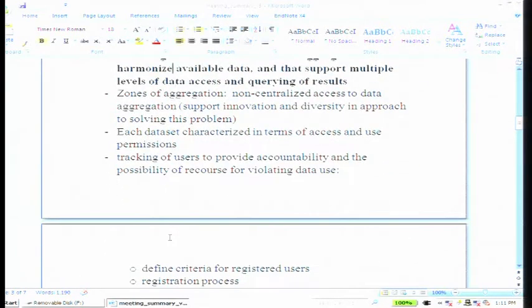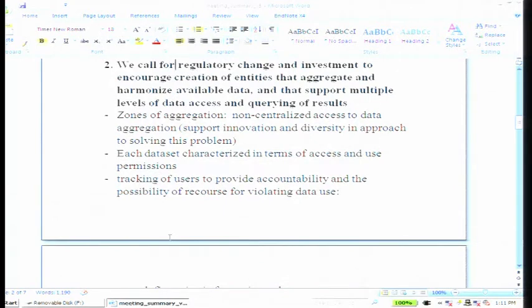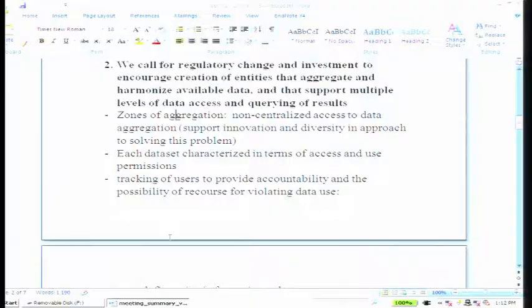And so in terms of what we recommend, and again, this is high level, we'll get down to lower level later, we call for regulatory change and investment to encourage creation of entities that aggregate and harmonize available data and that support multiple levels of data access and querying of results. We talked about the idea, I think it was Wylie's term actually, of zones of aggregation, so non-centralized access to data aggregation supporting innovation and diversity in approach to solving this problem. We talked about each data set being characterized in terms of access and use permissions so that we can use different data differently, as we should.